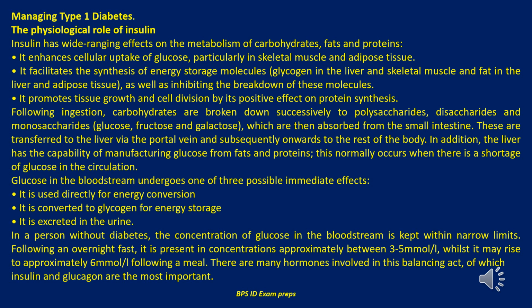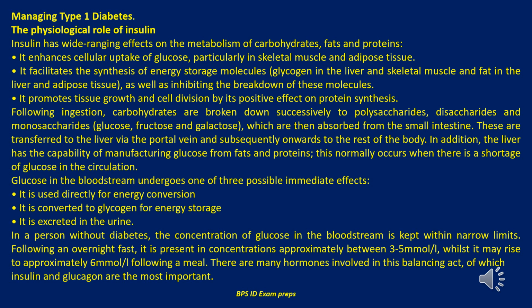Following ingestion, carbohydrates are broken down successively to polysaccharides, disaccharides and monosaccharides, that is glucose, fructose and galactose, which are then absorbed from the small intestine. These are transferred to the liver via the portal vein and subsequently onwards to the rest of the body. In addition, the liver has the capability of manufacturing glucose from fats and proteins. This normally occurs when there is a shortage of glucose in the circulation.